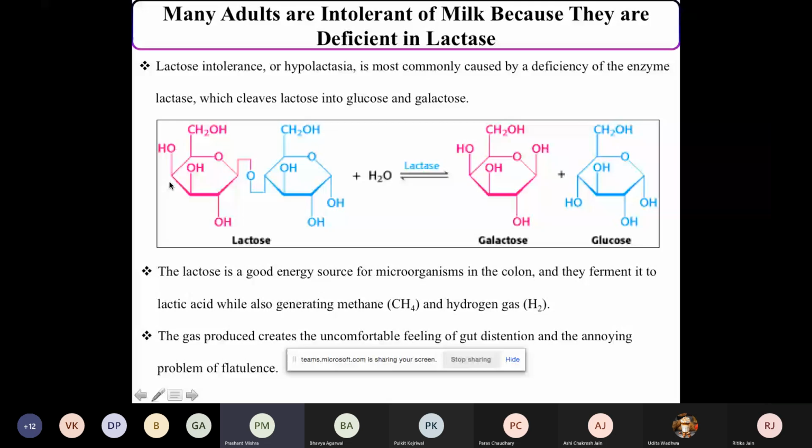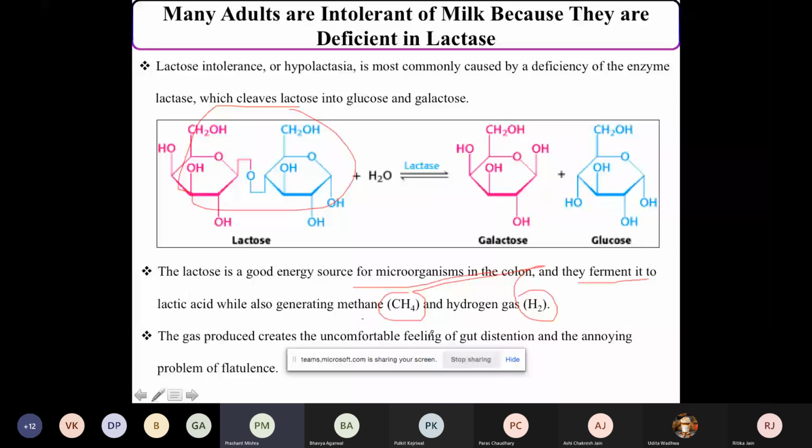Now, this lactose is very favorable for the bacteria. So if lactase is not metabolizing lactose, what will happen? Some of the microorganisms present in our gut or colon ferment this lactose. And once they ferment it, lactose is converted into lactic acid, and it also generates a small amount of methane and hydrogen. So what will these gases do? These gases create discomfort and flatulence.